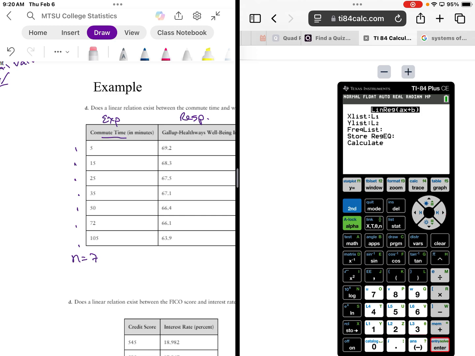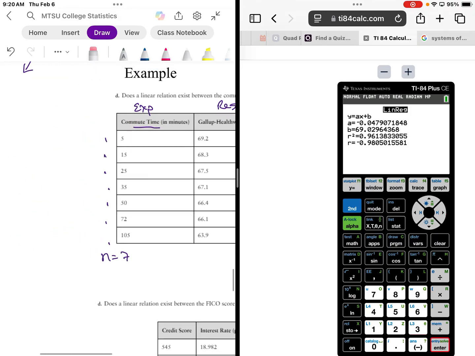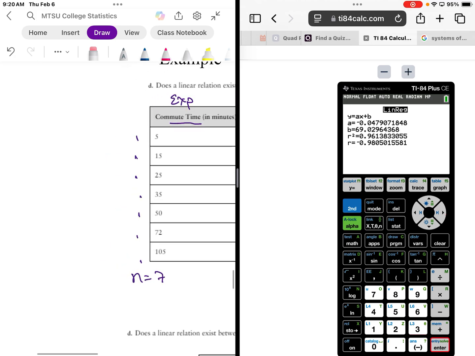We confirm where my X values are, where my Y values are. We did put our X's in L1. We did put them in L2. If you by chance mixed them up, then you could change the classification there and you don't have to really retype your data, okay? We're going to go ahead and arrow down. We leave the frequency list blank. We'll talk about the StoreRegEQ in the next section. And I'm going to go down to calculate and hit enter. And then that's what it spits out. So it spits out, and we're looking at the very bottom number.